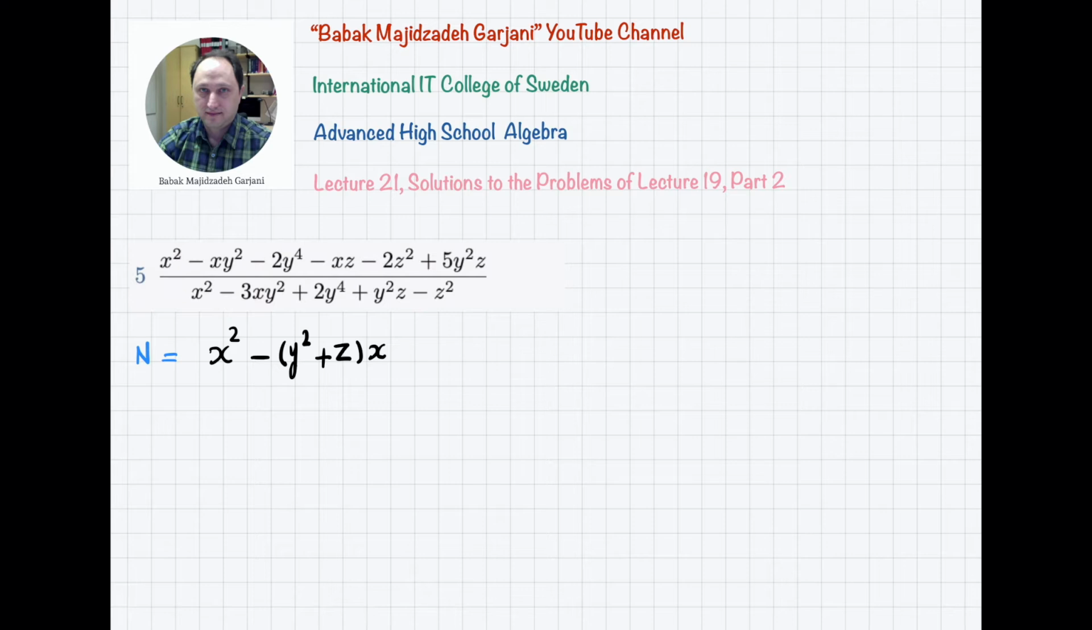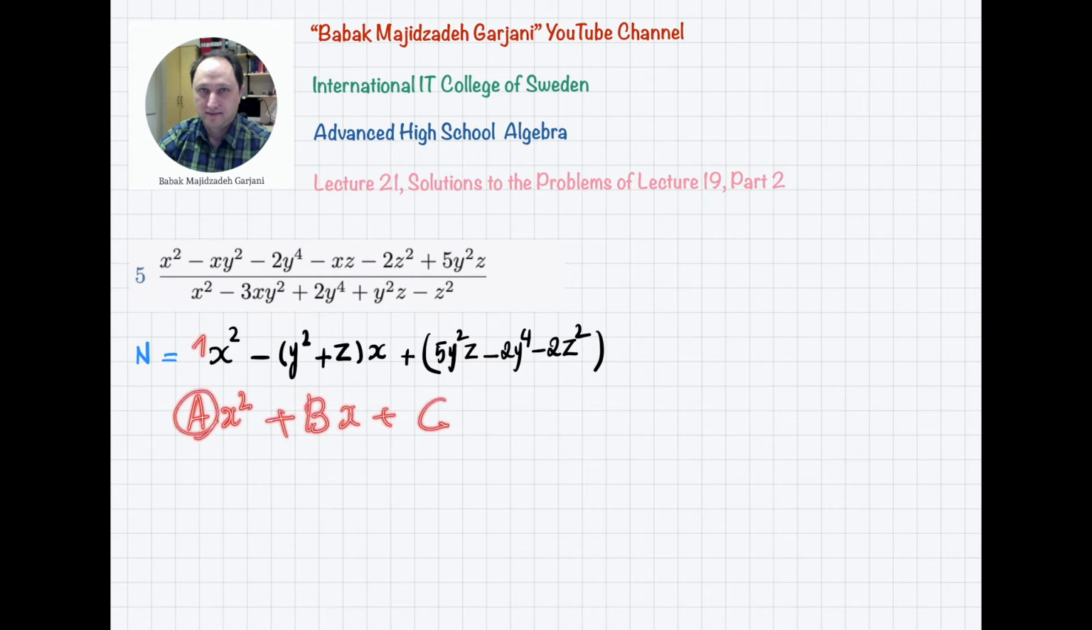This would be the coefficient of x, and then I would write all the leftovers. Yes, so let me write with positive 1, which is 5y squared z minus 2y to the 4 minus 2z squared. Now what I have written here, you can compare it with ax squared plus bx plus c. A in this problem is 1, b in this problem is minus y squared plus z, and c in this problem is the whole expression here.